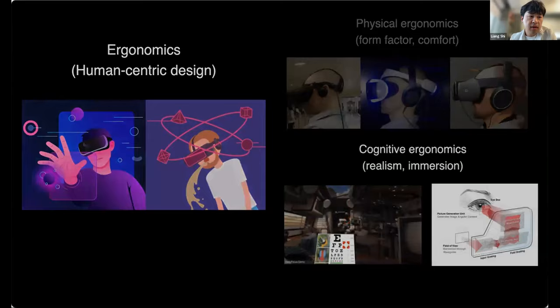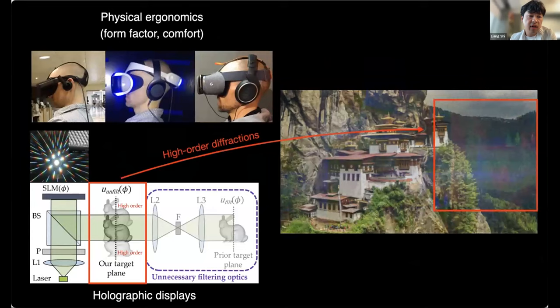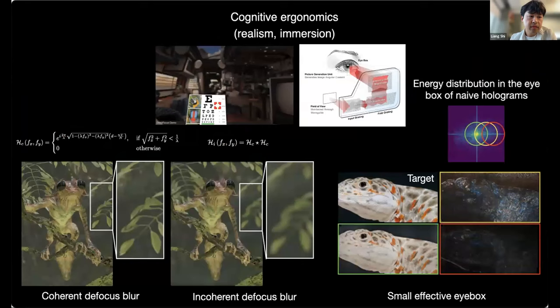Physical ergonomics is difficult to realize for holographic displays in AR/VR. When SLM diffracts light to form images, its pixel array structure creates image replicas in high-order diffractions. Removing these artifacts requires bulk filtering optics, which makes it very challenging to achieve slim form factor and consequently comfortable designs. On the other hand, achieving cognitive ergonomics is also not easy.